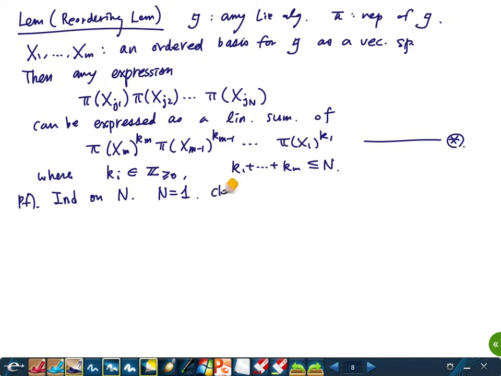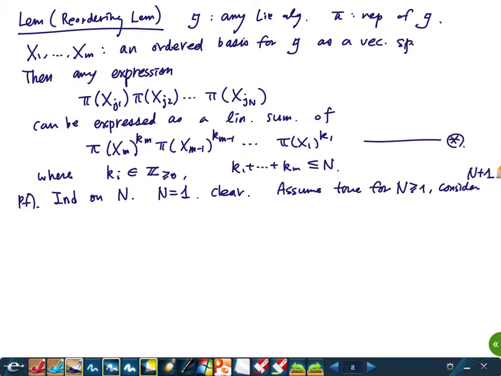Yes, it's clear. It's already in this form. Is that right? Exactly one of these is 1 and the others are 0. So it's already in this form, so there's nothing to prove. So assume that's true for n, and consider, as usual in this induction step, now we are considering n plus 1 case.